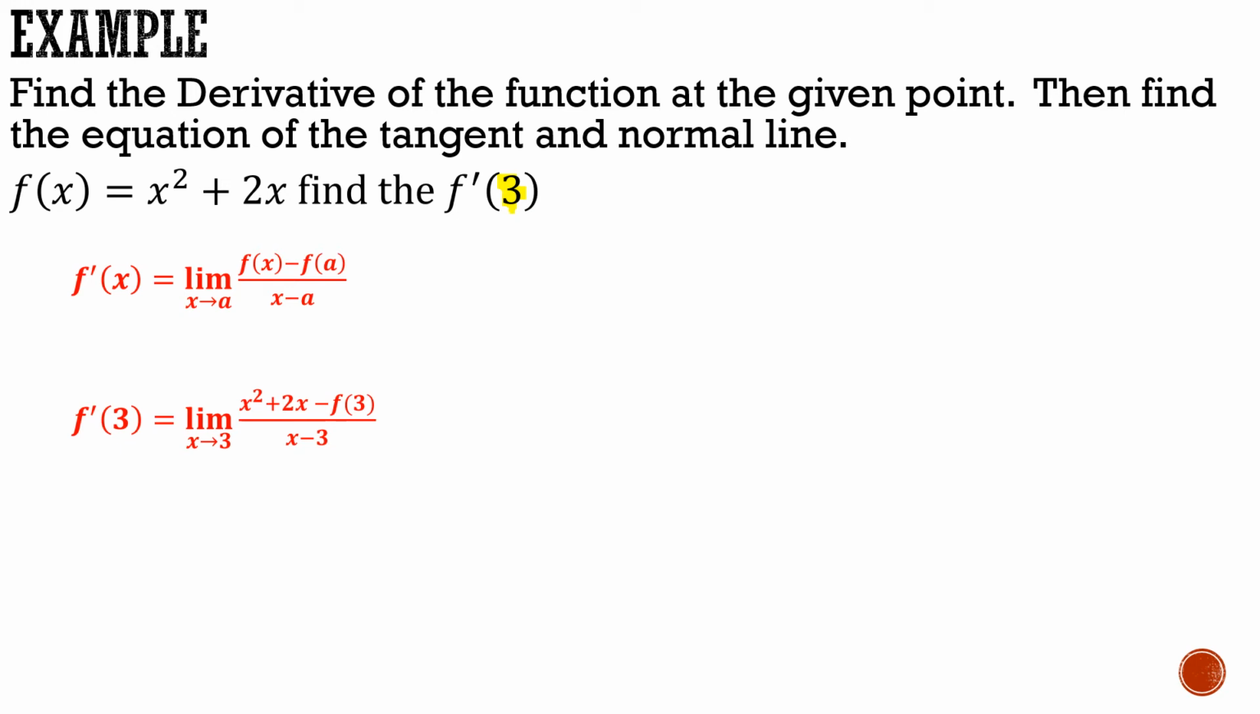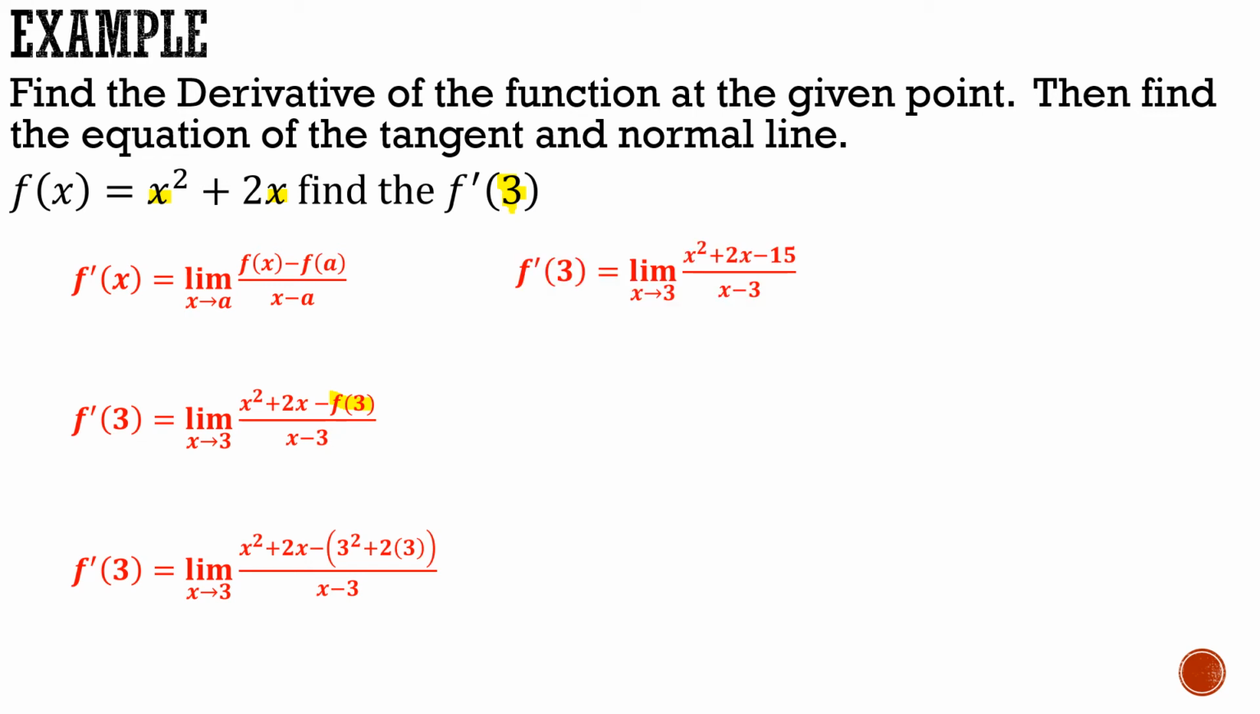Now, f of 3, we need to figure that out, but all I have to do to find out what f of 3 is, is plug that into my function everywhere I see an x. So f of 3 would be 3 squared plus 2 times 3. Now, simplifying this expression, I would get the limit as x approaches 3 of x squared plus 2x. And again, this piece inside, this f of 3, simplifies to 15. So I get x squared plus 2x minus 15.